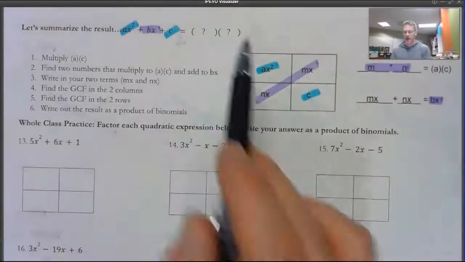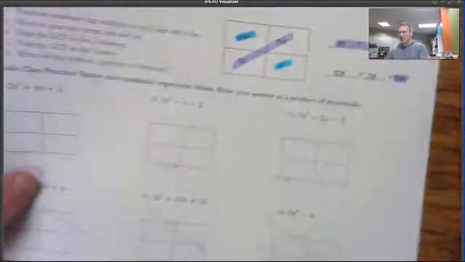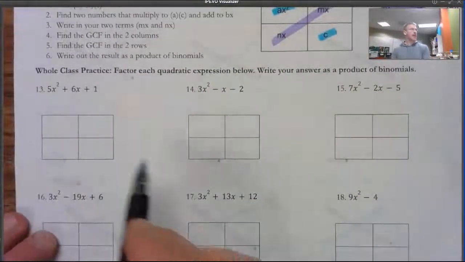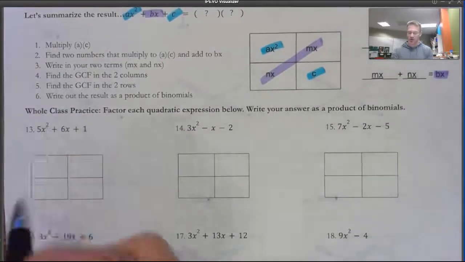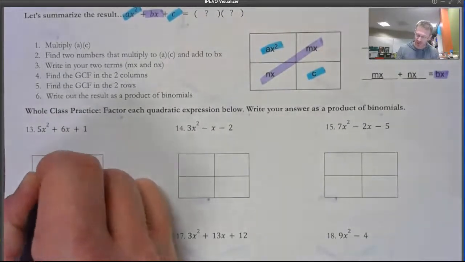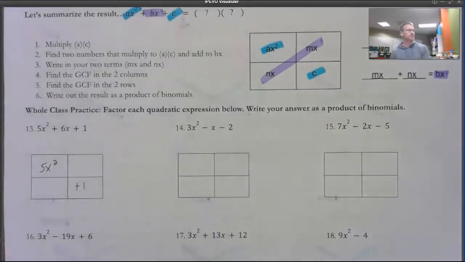We're trying to find these two binomials that multiply together. All right, so now when I look at my first problem here, what I know is my first term always goes in the first box. We saw that with every pattern. We know my last term goes in the last box. We saw that with every pattern.